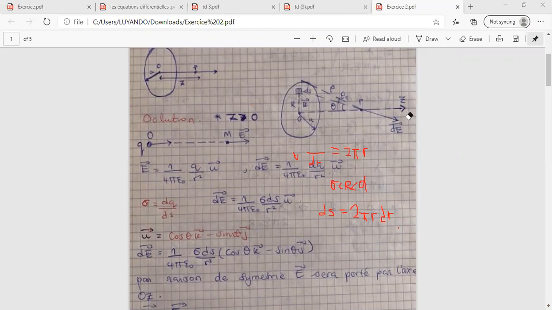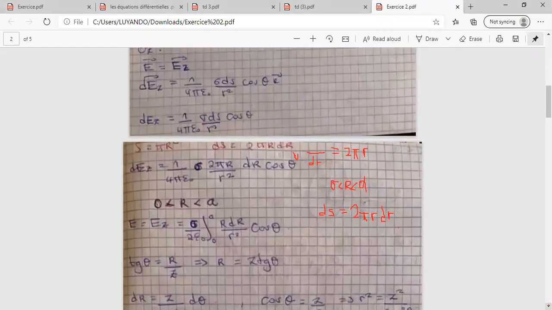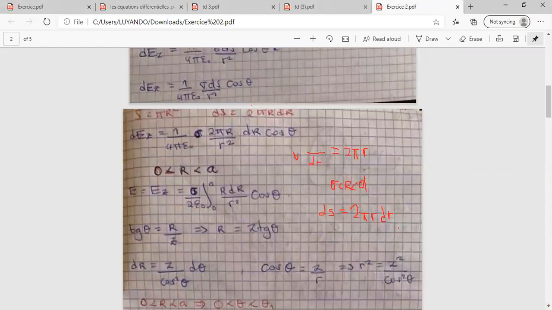So I'm going to have tan theta is equal to R over Z. And then because I'm trying to change R into a function of theta, I'm going to have R is equal to Z tan theta, which is what I have here.